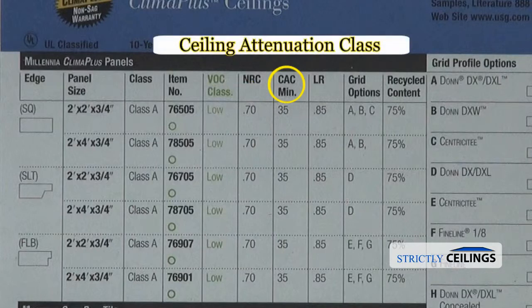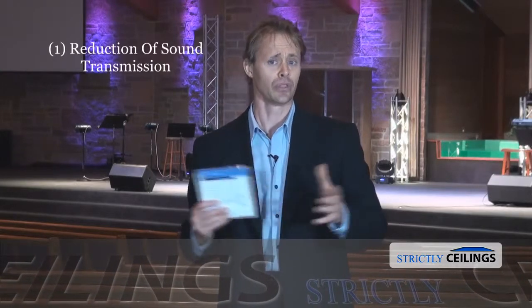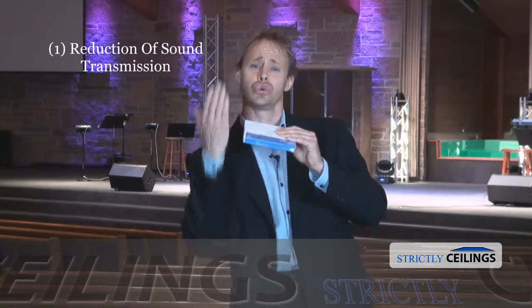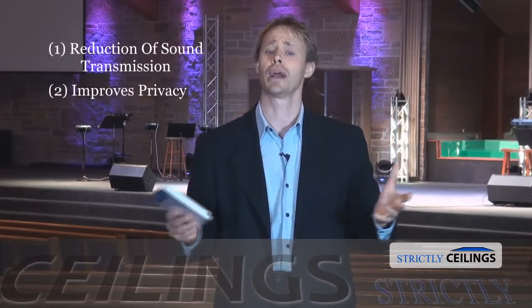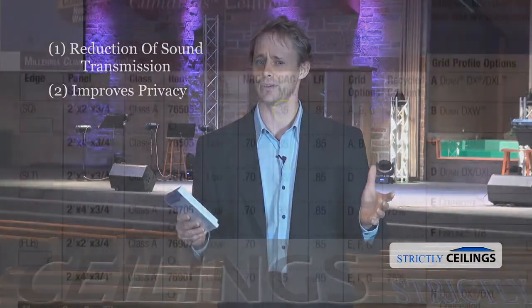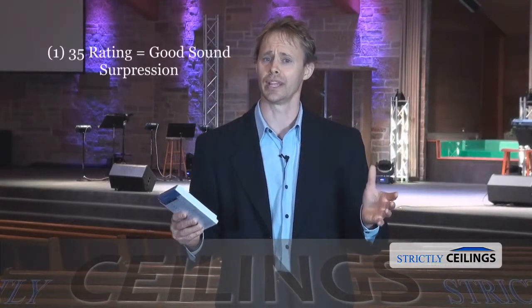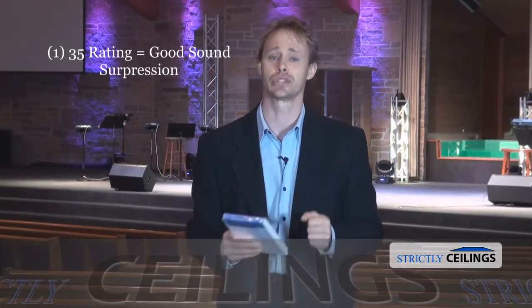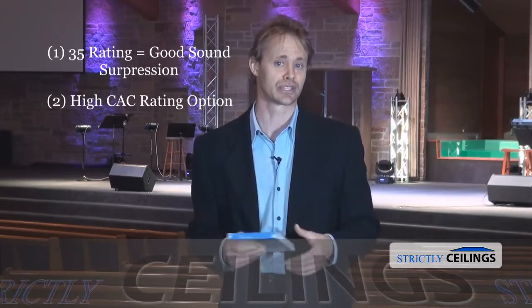This is very important, especially in office spaces and basements, because this rating indicates the ability of a panel to reduce sound transmission. In other words, it prevents sound from traveling through the panel up over a wall and into the next floor or office above you. Panels with a high CAC rating will improve the privacy in enclosed spaces. A ceiling panel with a CAC of 35 will reduce transmitted sound by 35 decibels. Panels with a rating of 35 or higher are considered to be good panels. Most panels have an extra option for an increased CAC rating.